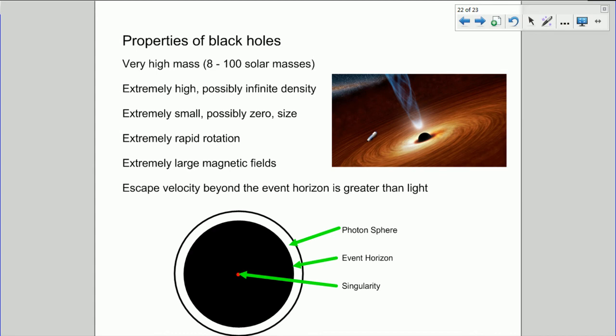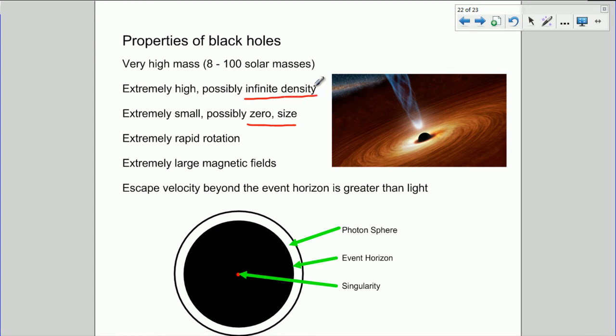Now, here's a sort of artist's interpretation of a black hole. The bit at the middle is the black bit, but that's not the same as the actual matter in the middle. The matter in the middle is extremely, extremely small, possibly infinitely small. It may actually have no dimensions, and we call it a singularity. Now, physicists and mathematicians don't like the idea of a singularity. It doesn't fit with their equations, but potentially that's what a black hole could be. And therefore, it has an extremely high, possibly infinite density.